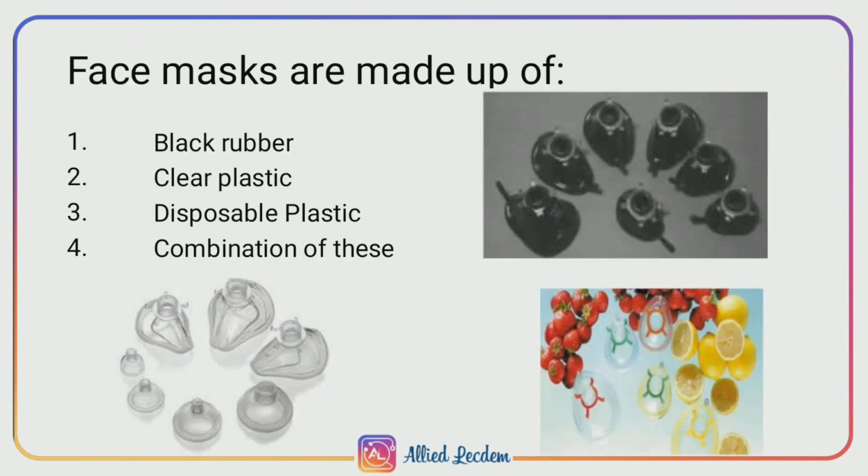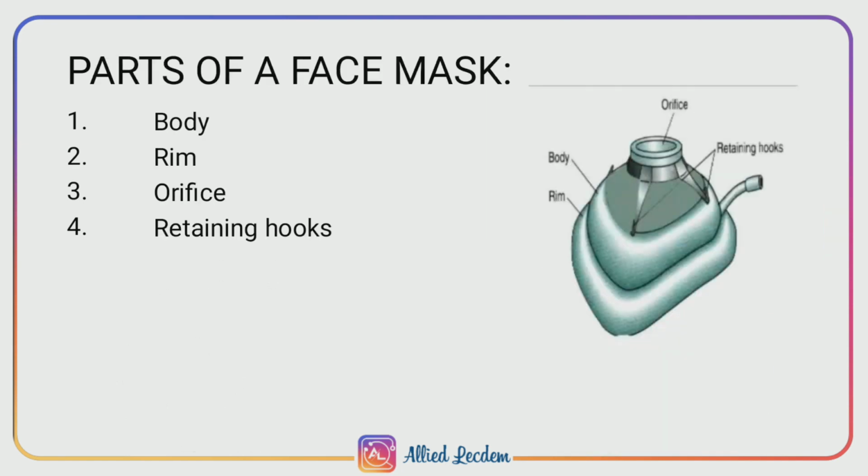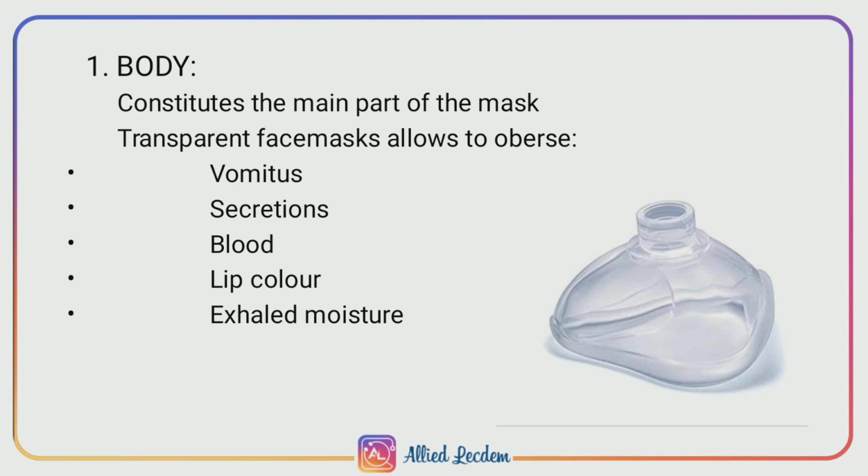Face masks are made of black rubber, clear plastic, disposable plastic, or a combination of these. Parts of a face mask: body, rim, orifice and retaining hooks. Now we will elaborately see the parts of the mask. First one would be the body. It constitutes the main part of the mask. A transparent body allows observation of secretions or vomitus, blood, lip color of the patient, and exhaled moisture from the patient.